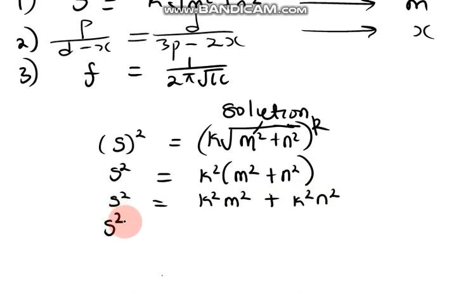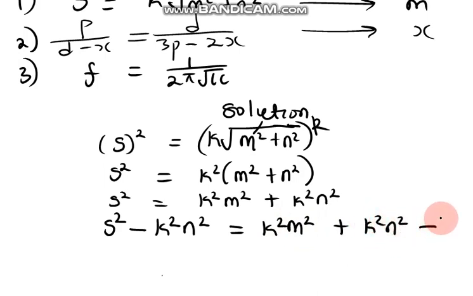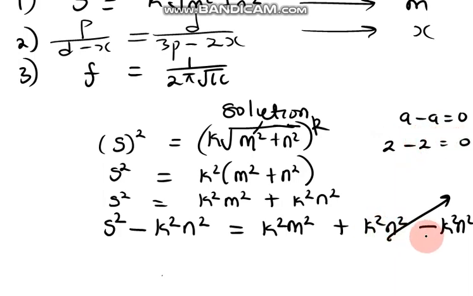That will give us what? s squared minus k squared n squared equal to what? k squared m squared plus k squared n squared minus k squared n squared. Now don't forget that since it's the same variable, k squared n squared, this is like saying a minus a gives us what? 0, or like saying 2 minus 2 gives us what? 0. So k squared n squared minus k squared n squared will give us 0. What we have left is s squared minus k squared n squared equal to k squared m squared.